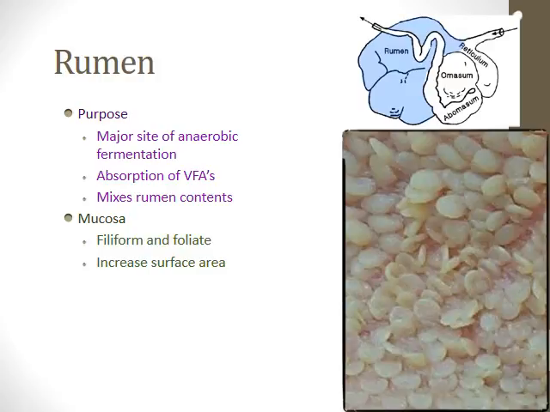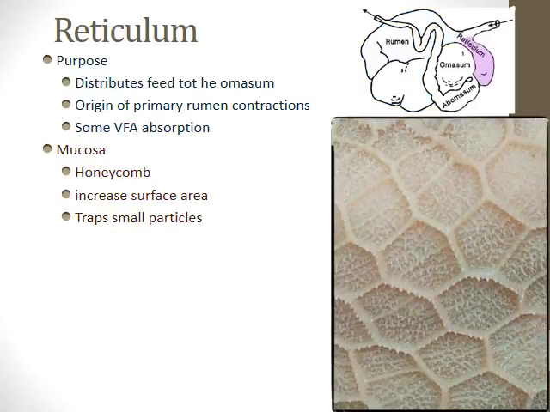Now, ruminants and foregut fermenters can use volatile fatty acids for energy because they have the enzymes or the chemicals necessary to convert that to energy, whereas humans or pigs or monogastrics don't. So the next compartment of the stomach is the reticulum, and the reticulum distributes feed to the omasum, which is the third compartment, and this is the origin of primary rumen contractions, and you have some VFA absorption here.